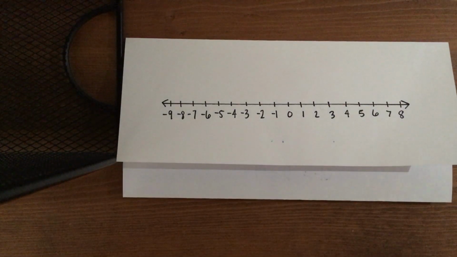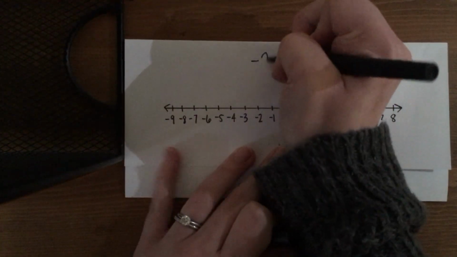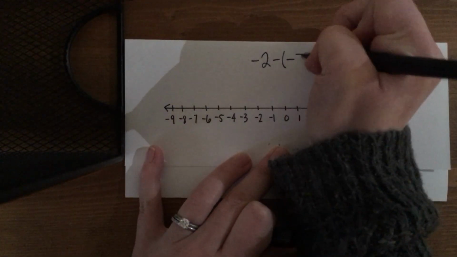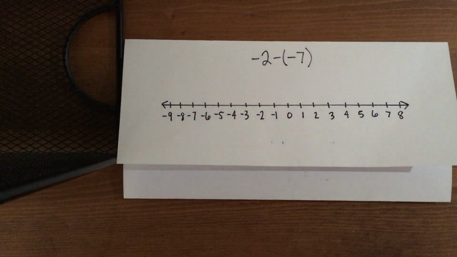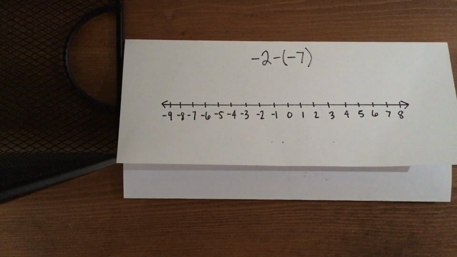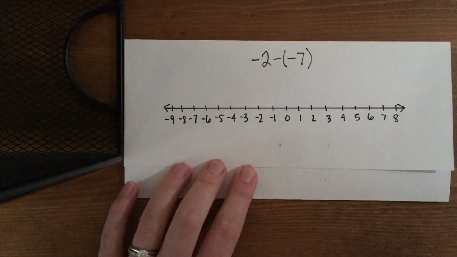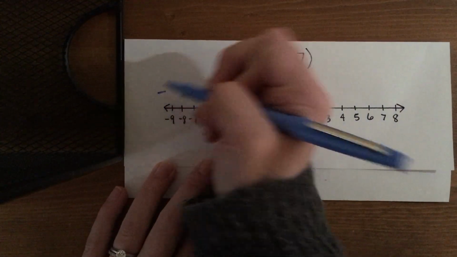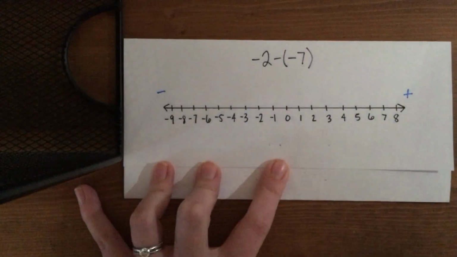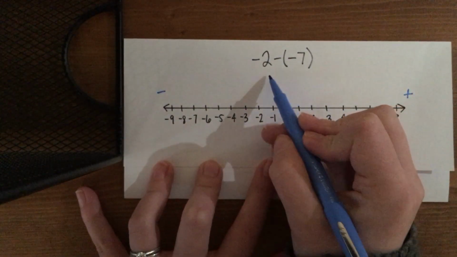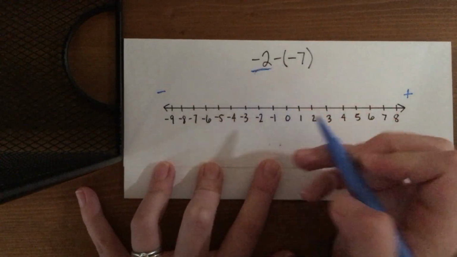What happens, let me flip this over here. What happens when we suddenly have something that looks like this? Just like before, we still have our negative side, our positive side, and we're starting off at that -2 right here.